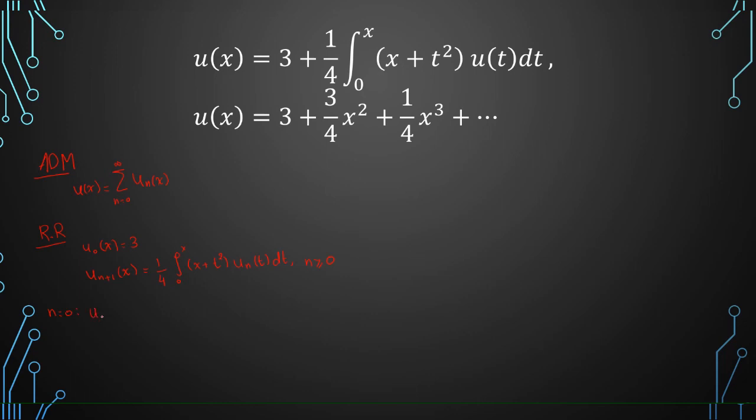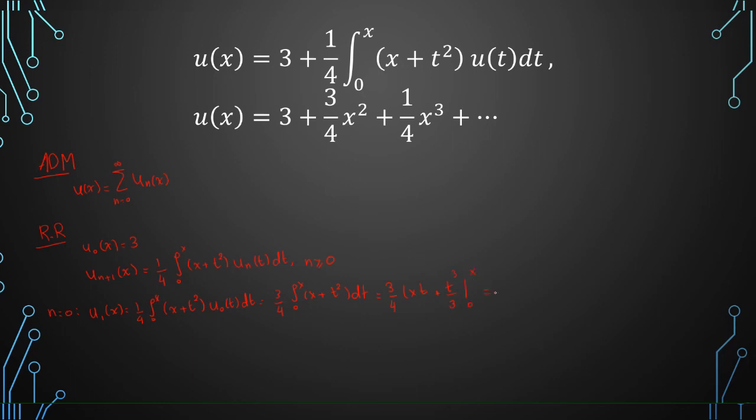N is equal to 0, u1 of x equal to 1 over 4 the integration from 0 to x of t squared u naught of t dt, and this is equal to 3 over 4 because our u naught is 3, so we can take it out, the integral from 0 to x of t squared dt, and this is equal to 3 over 4 times t raised to 3 over 3 from 0 to x.